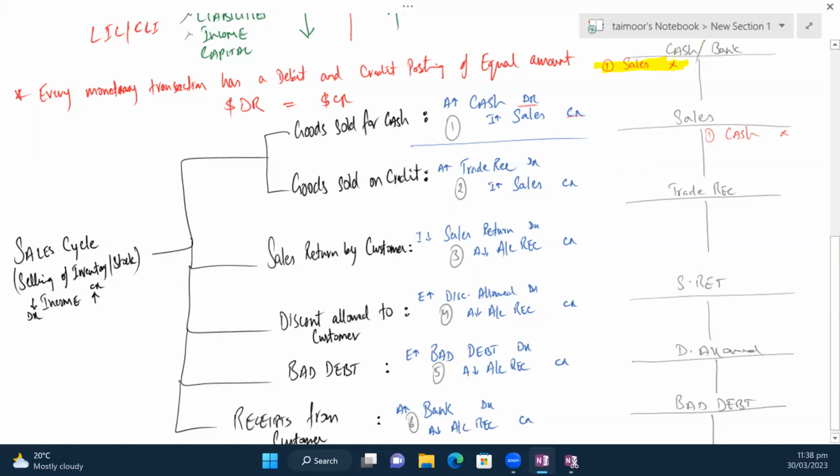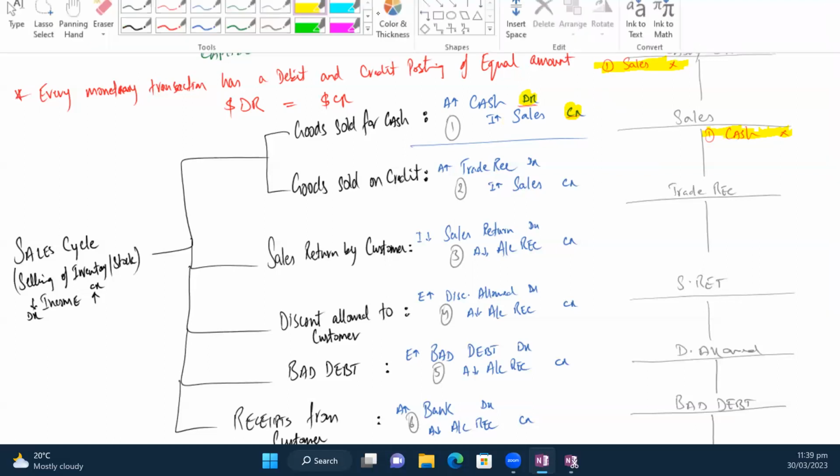Instead, I'm debiting the cash account. Why? Because cash is to be debited. I am not crediting cash over here. I'm crediting the sales account because sales has to be credited. This is how you post the journal entries into particular ledgers. Okay? If it says cash debit, that means it has to be posted on the debit side of the cash account. If it says sales credit, it has to be posted on the credit side of the sales account.